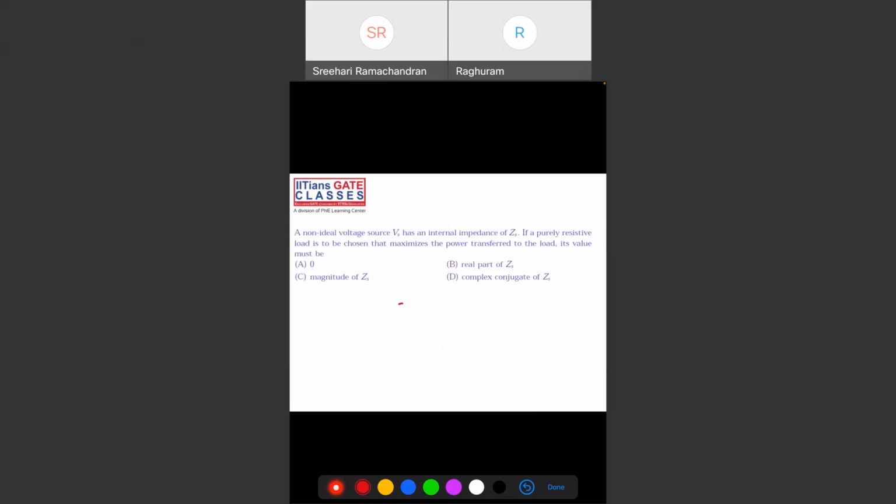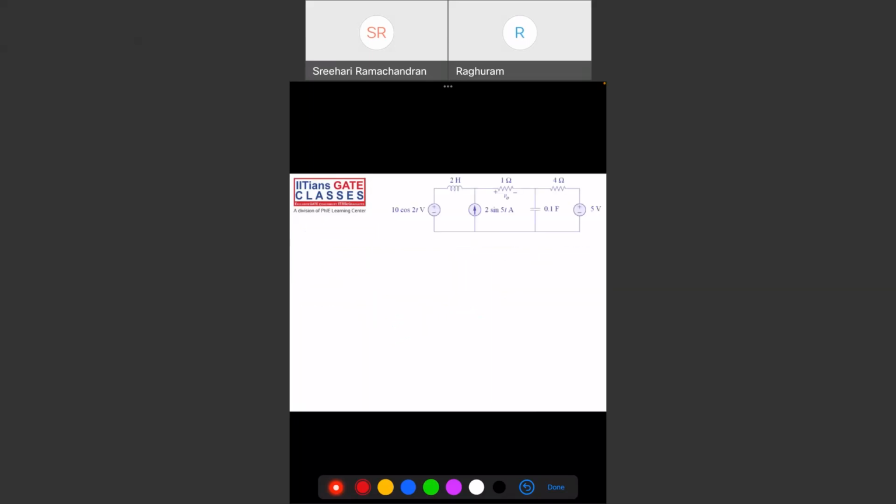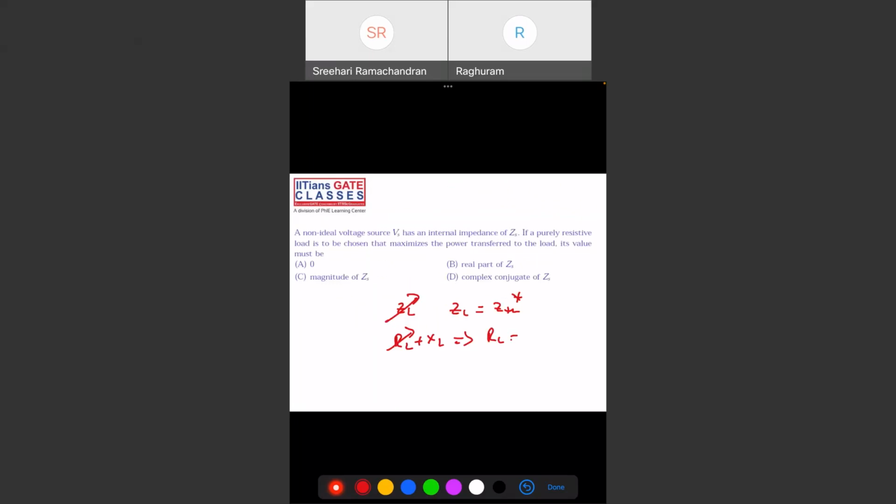See, if ZL is variable, then ZL must be equal to Z Thevenin conjugate or Zs conjugate. If only RL is variable, with RL plus XL, and RL is variable, then also it is the same: RL is equal to the modulus of Z Thevenin. If only RL is there, then also it is the same. RL is equal to the modulus of Z Thevenin, or the magnitude of Zs.